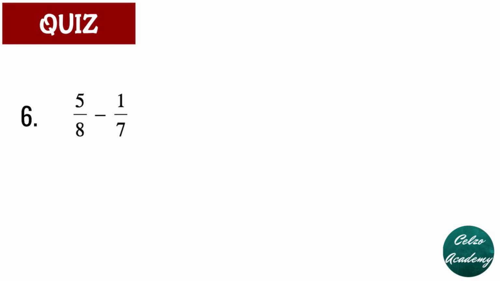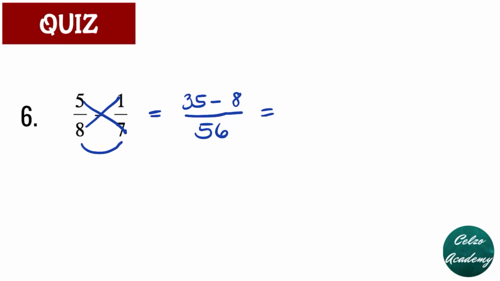Question number 6. 5 over 8 minus 1 over 7. For this problem, the denominator is the product of 8 and 7, so that is 56. We need to multiply 5 times 7, that's 35. The operation is minus. And we also need to multiply 8 times 1, which is 8. So 35 minus 8 is 27, and we have over 56. So the answer is 27 over 56.